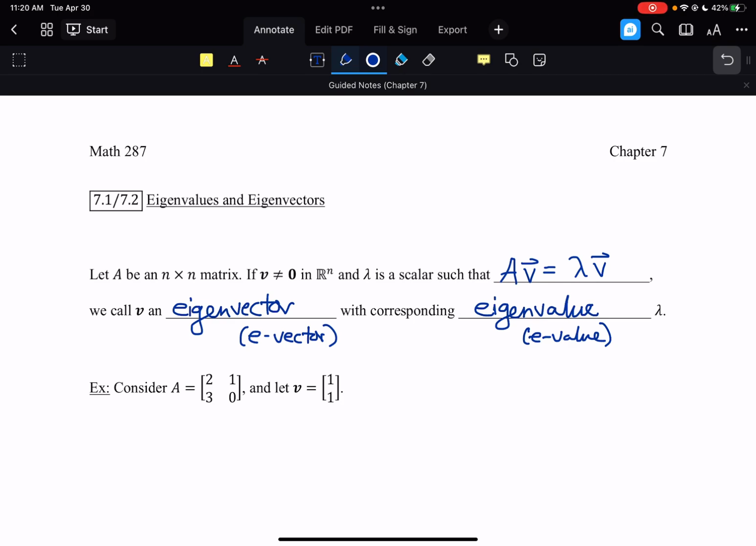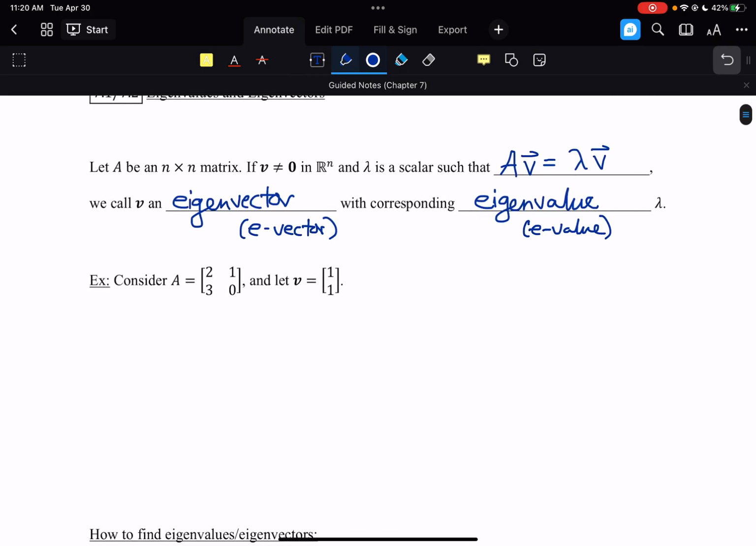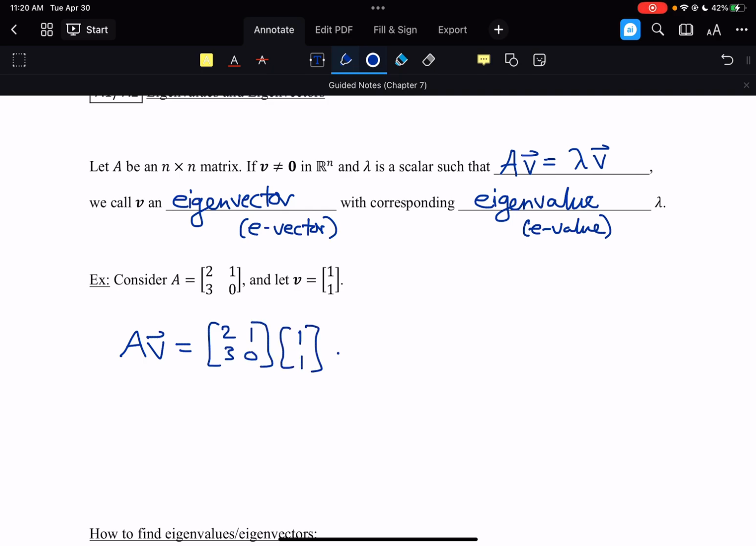So if we consider, for example, the matrix [2, 1; 3, 0] and the vector (1, 1), if we take A times v, so that's [2, 1; 3, 0] times (1, 1), that gives us 2 times 1 plus 1 times 1, so that's 3. And then 3 times 1 plus 0 times 1, so that's also 3. We get (3, 3). And look at how that's related to v. That's the same thing as 3 times (1, 1). And that is the lambda v relationship.